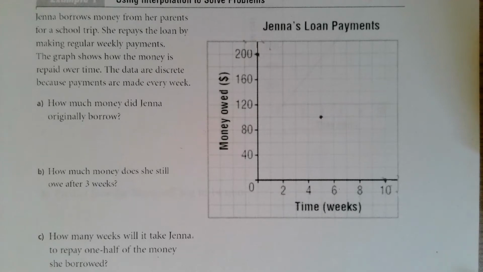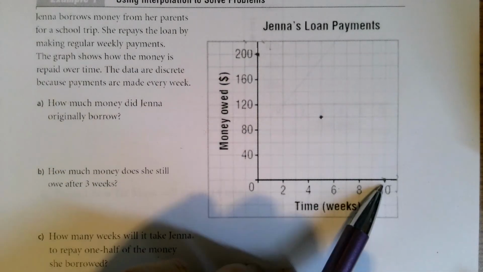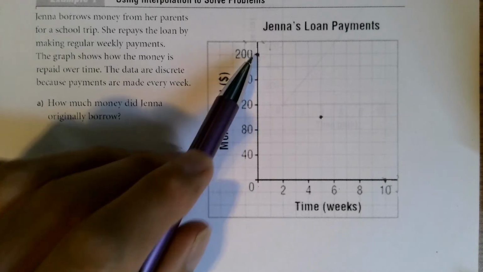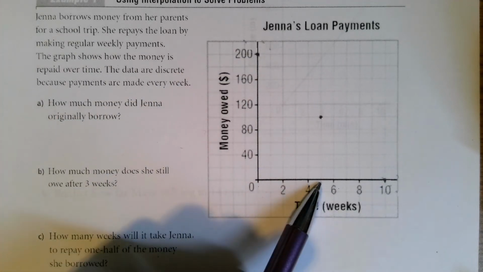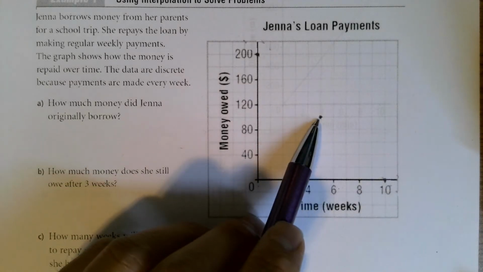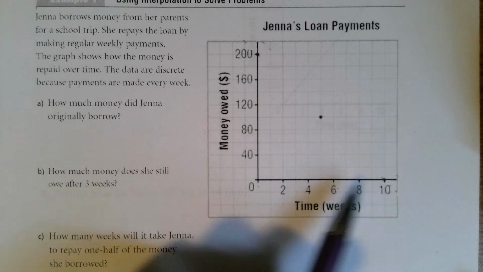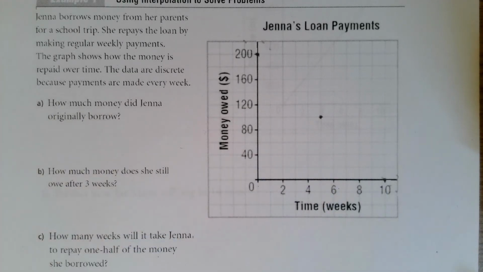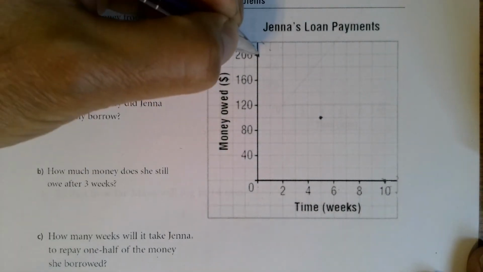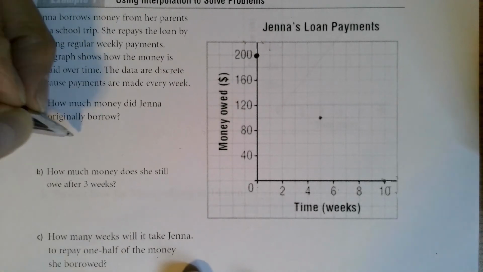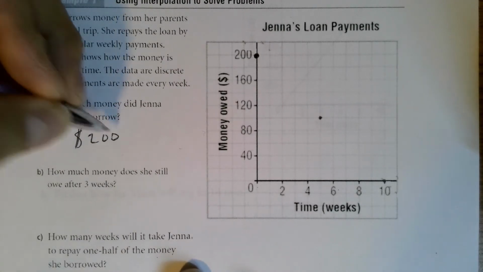So let's have a look here. They've given us 3 data points. At week 0, she owes $200. At week 5, she owes $100. And at week 10, she owes $0. Okay, well, if she's got a loan and she's paying it back, then at 0 weeks, this must be how much she borrowed in the first place. So she borrowed $200 to start with.